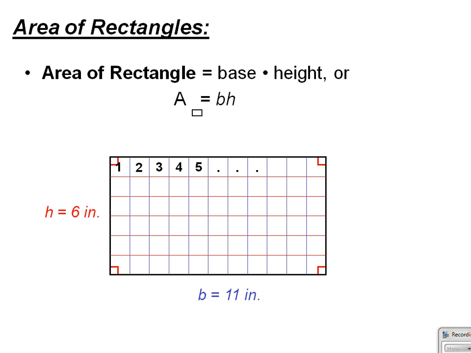1, 2, 3, 4, 5. And each of these inch by inch square pieces, we could keep counting until we finally count all of them. Or we could just go right to our formula. The formula of a rectangle, again, is base times height. So if the length of the base is 11 inches and the height of the rectangle is 6 inches, multiply 6 by 11 together, and we will get 66.